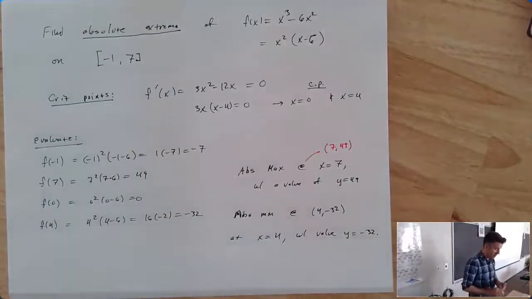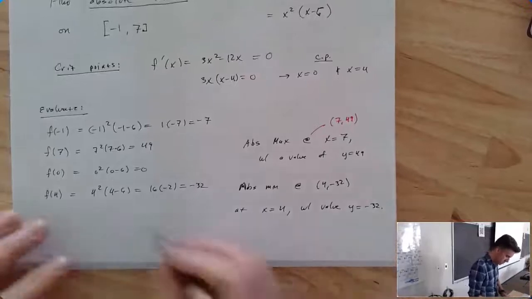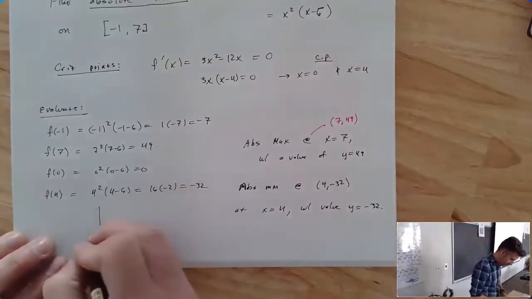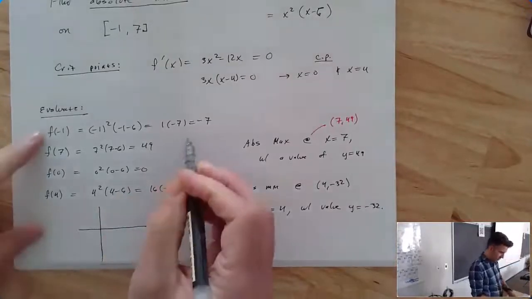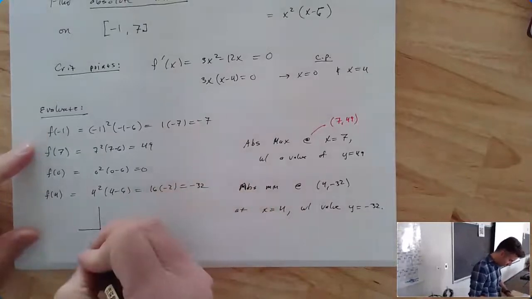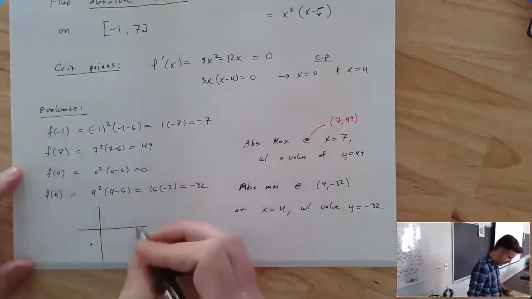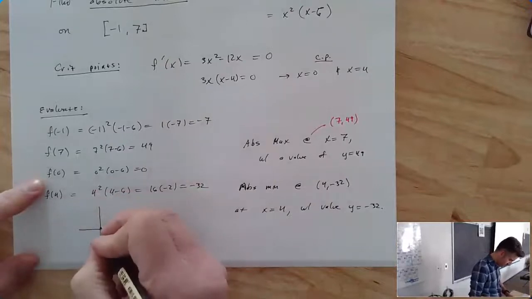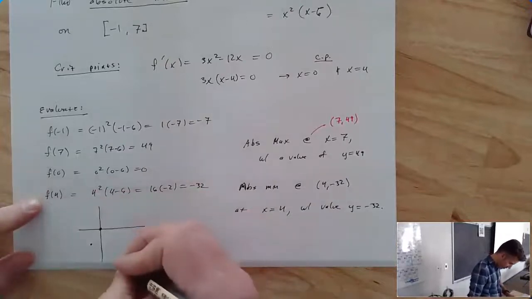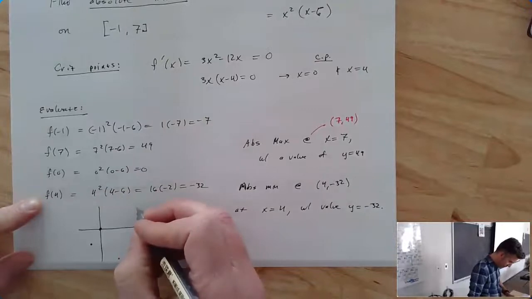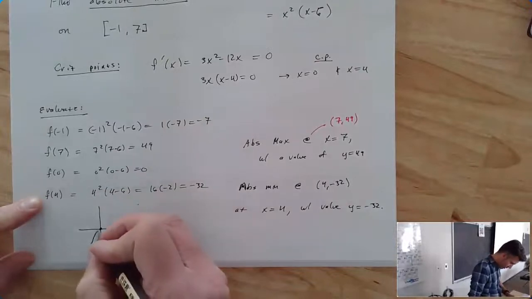I should say graphically, here's what this looks like. In fact, we can just kind of use our points. I've got the point -1, -7, which is something like this. And then I go up to the point 0, 0, down to the point 4, -32, and back up to the point 7, 49. It kind of looks like this.